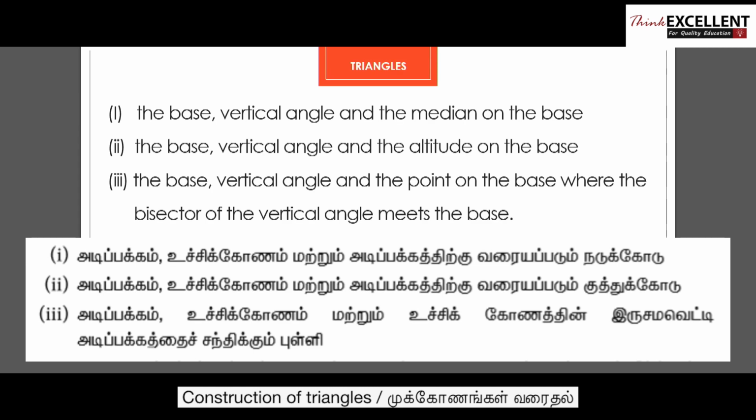Second type, base, vertical angle and altitude, that is குத்துக்கோடு. அடிப்பக்கம் உச்சிக்கோணம் குத்துக்கோடு, அடிப்பக்கத்தில் வரையப்படும் குத்துக்கோடு. And the third type, base, vertical angle, and the third one: first case one median, the second case altitude, and in the third case the point on the base where the bisector of the vertical angle meets the base. அடிப்பக்கம் உச்சிக்கோணம், உச்சிக்கோணத்தின் இருசமவெட்டி அடிப்பக்கத்தை சந்திக்கும் புள்ளி.